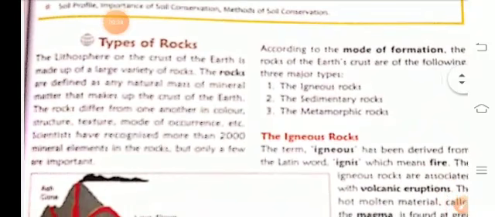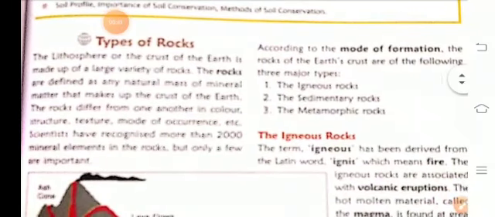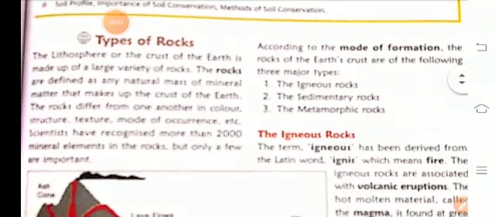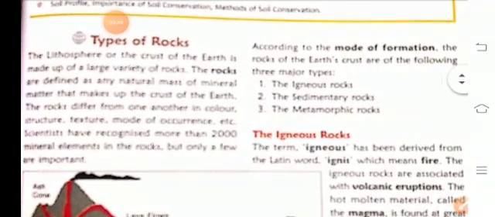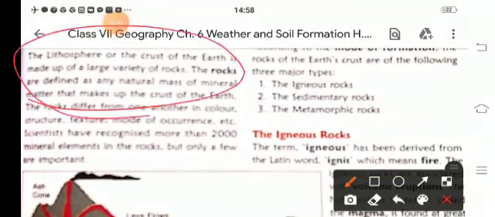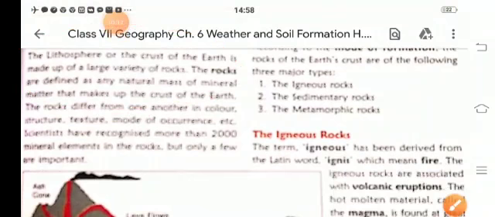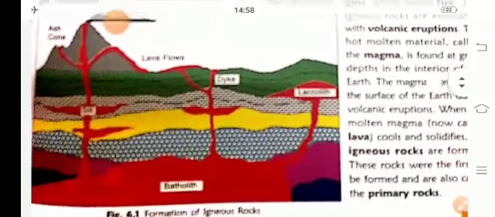The lithosphere or the crust of the earth is made up of a large variety of rocks, and rocks are defined as any natural mass of mineral matter that makes up the crust of the earth. So what is in the lithosphere, or the crust of the earth? It is all made up of varieties of rocks, and these rocks are actually natural masses of mineral matter. One rock differs from another in color, structure, texture, mode of occurrence, etc.